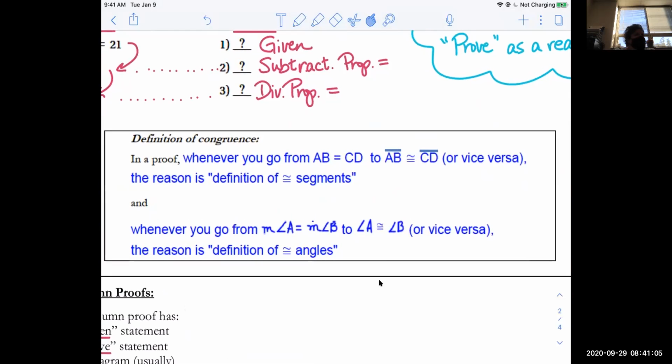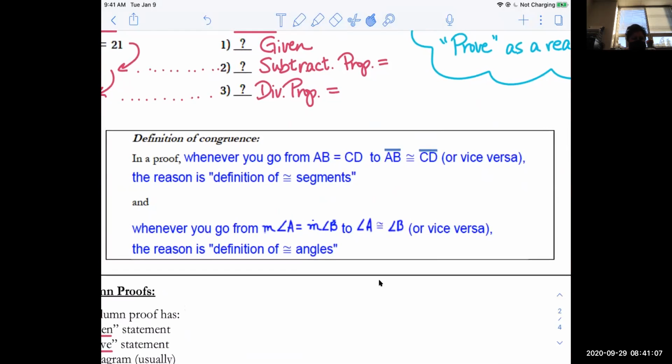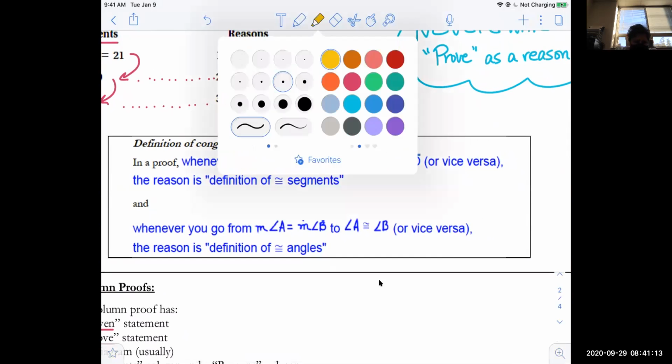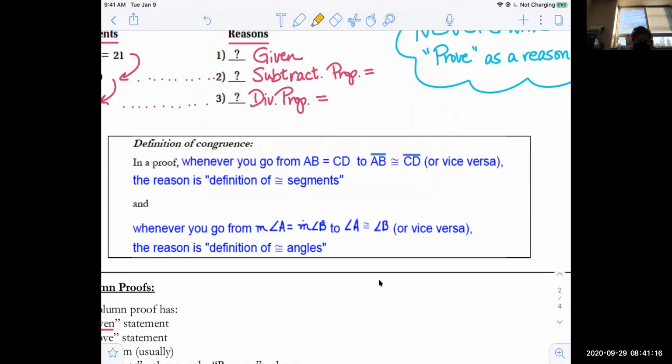Okay, recognizing the definition of congruence. Whenever you go between two segments have the same length and two segments are congruent, the reason is definition of congruence. Whenever you go between the measures of two angles are the same and the angles are congruent, the reason is definition of congruent angles. Okay, so it almost looks the same.